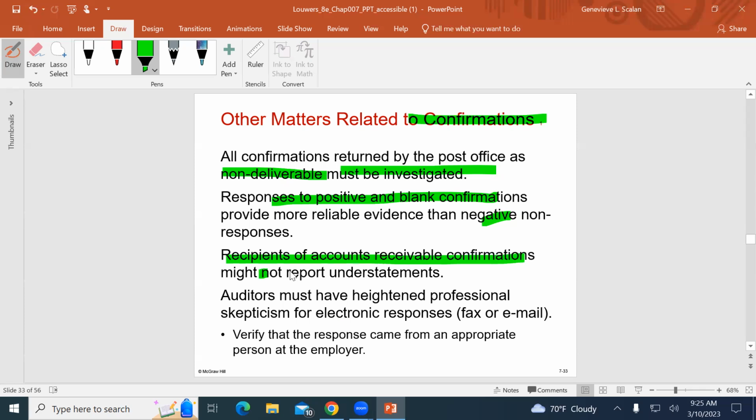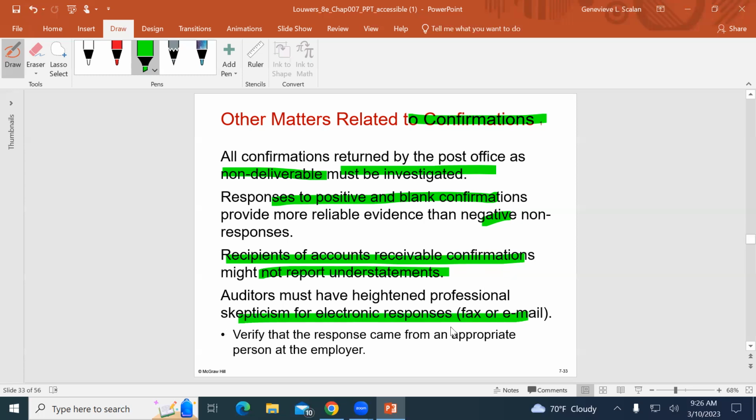Recipients of accounts receivable confirmations might not report understatements, right? So if you're testing, a misstatement is a misstatement. So you want to know about understatements too. If you send it out to one of your client's customers and you say, our client says you owe them $500 and they really owe $5,000, they're not going to say anything. They're not going to come back and say, oh no, really, I owe you a whole lot more, right?